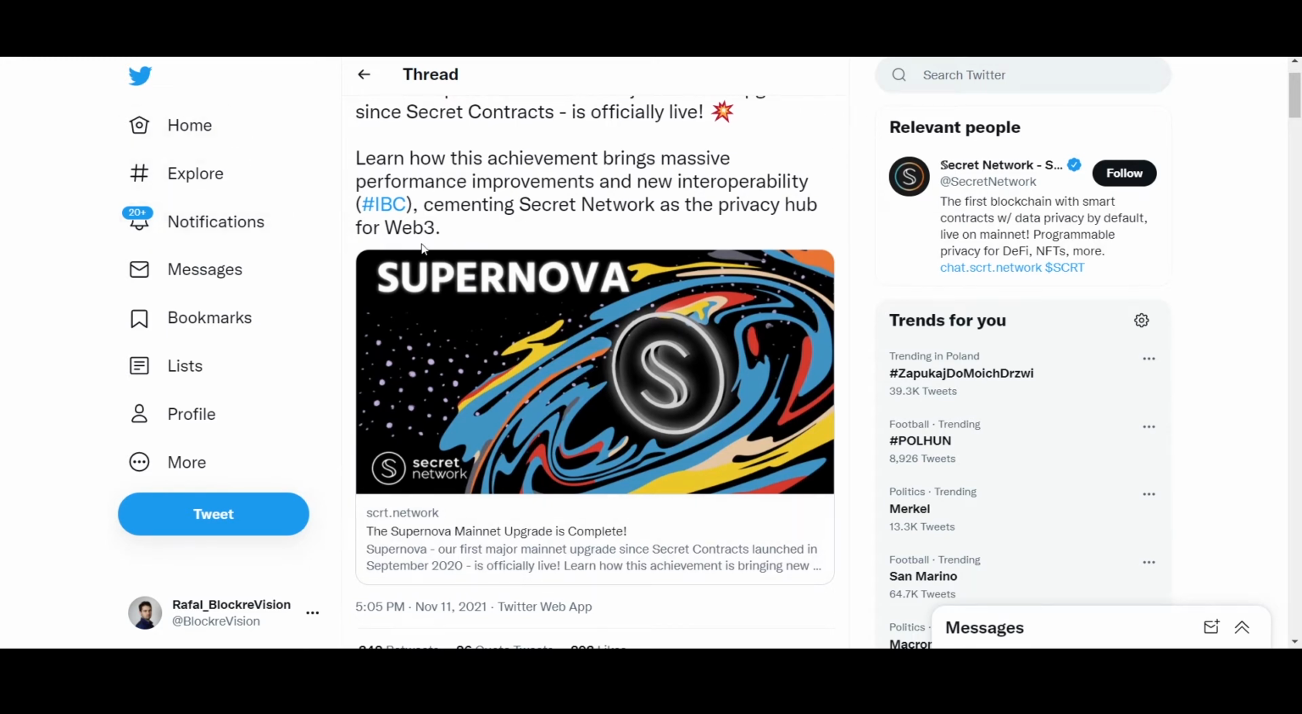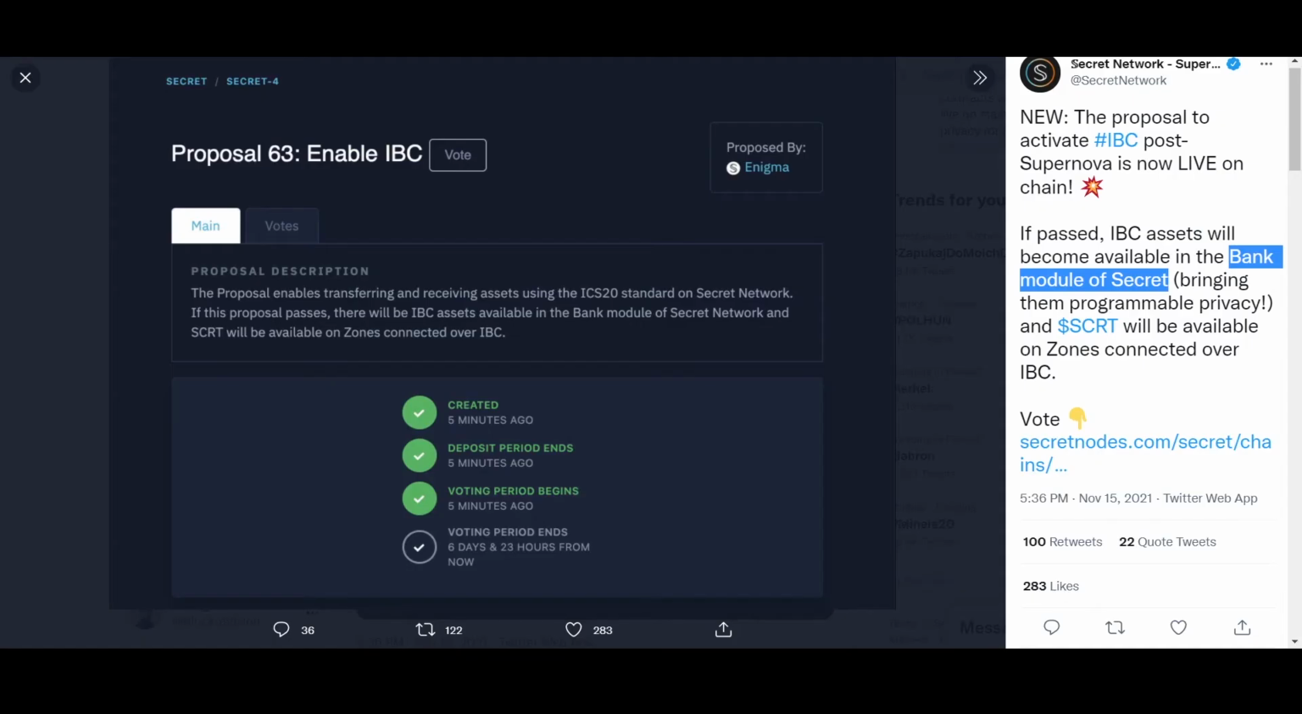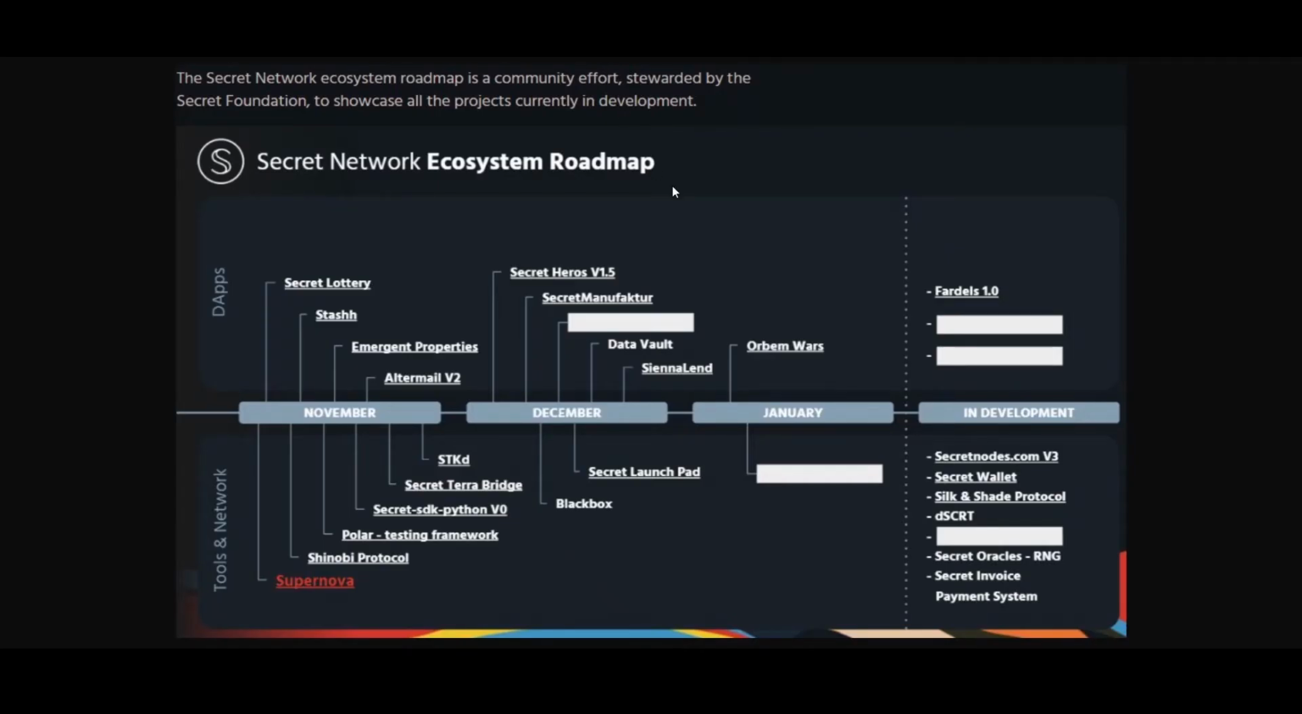It's quite a noisy announcement. Let's get into another one. We're going to find that IBC enables transferring and receiving assets using the ICS-20 standard on Secret Network, so it also improves usability. Here we can find the roadmap for this blockchain, where in development for the New Year there's a secret wallet and even secret oracles that will provide the possibility of exchanging data from traditional finance to decentralized finance in a private manner.